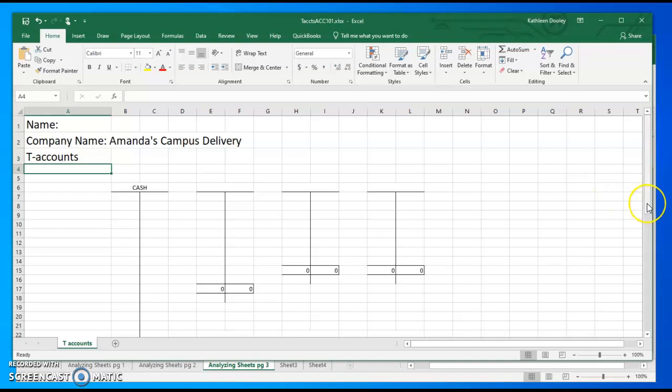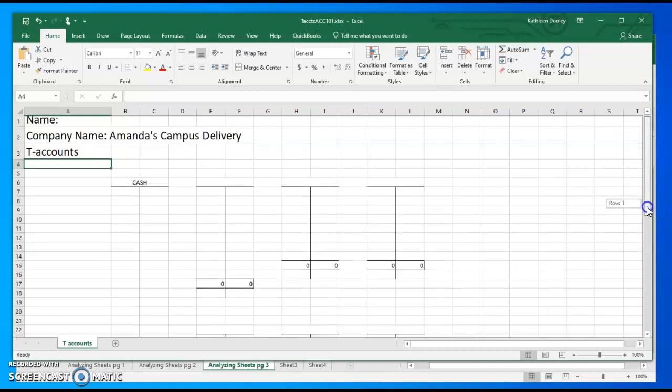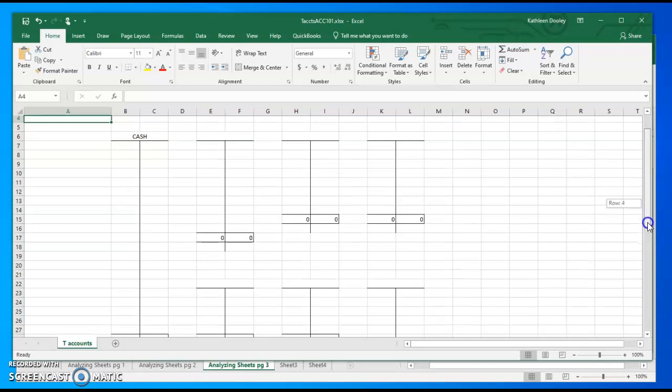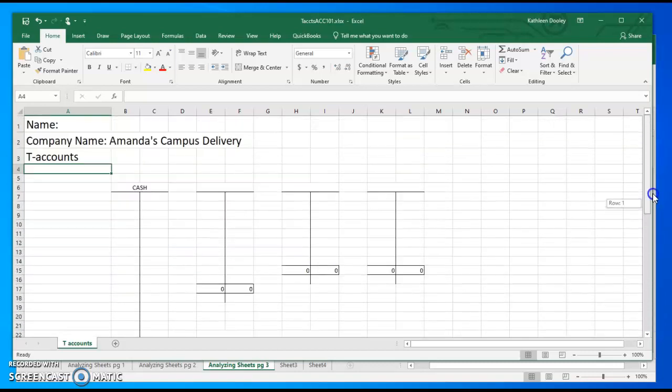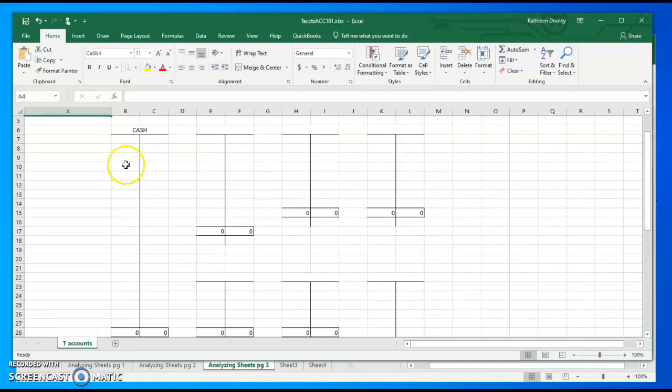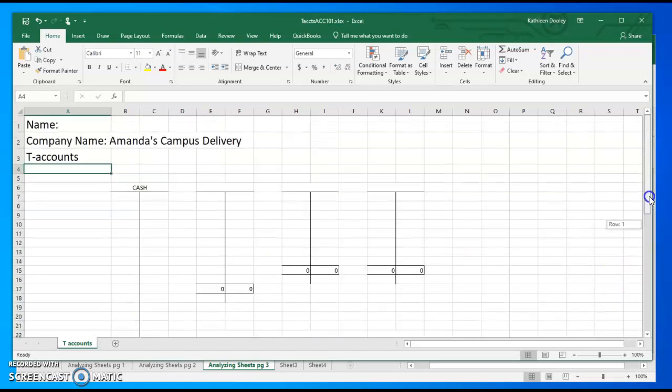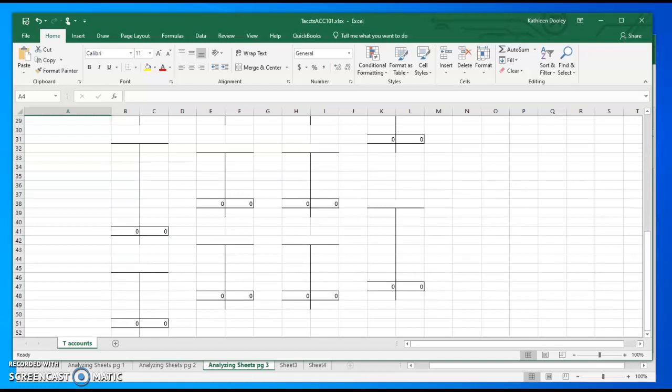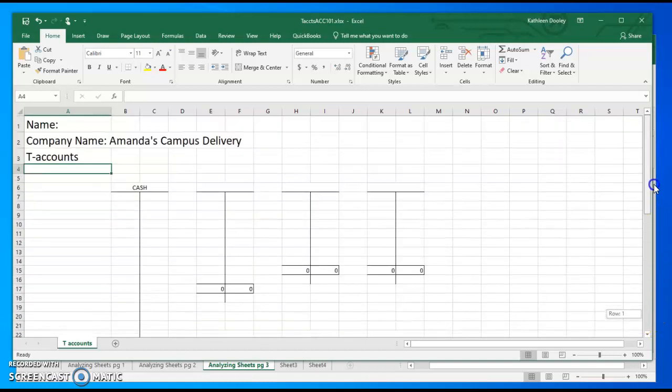Okay, so I have made these Excel T accounts. There's a whole bunch of T accounts. The only one of them that I actually put a name to, cash, is always the biggest. It always has the most transactions, so I put a lot of lines in the cash one. The rest of them you can just fill in the titles as necessary. I'm going to go ahead and do that right now.